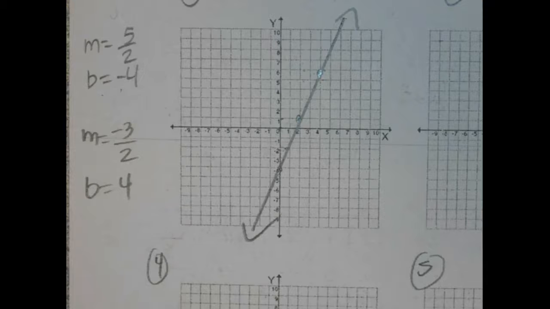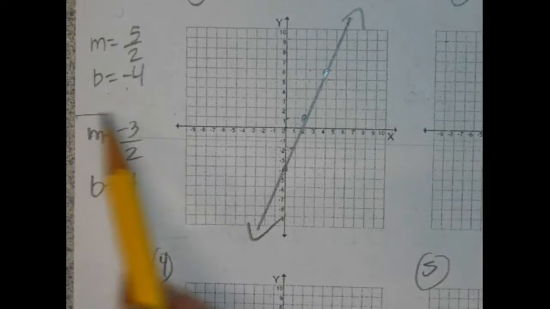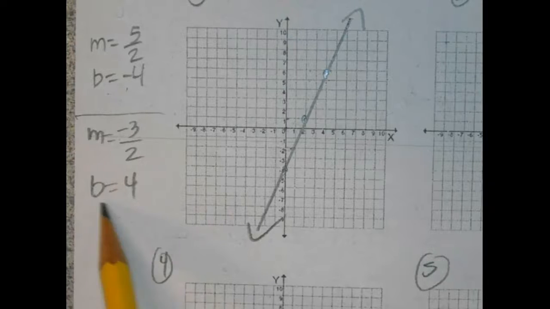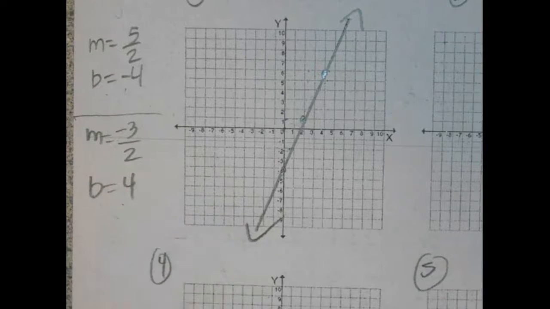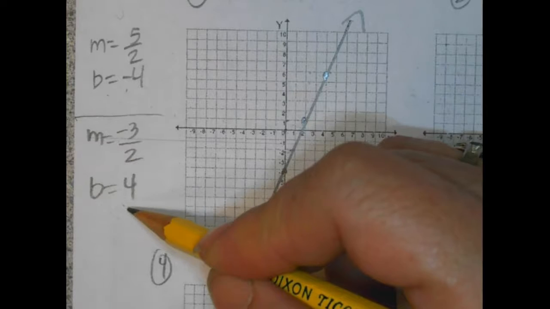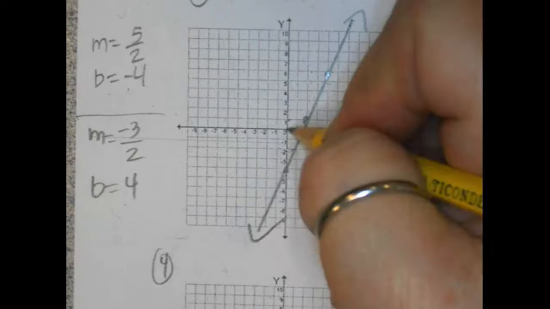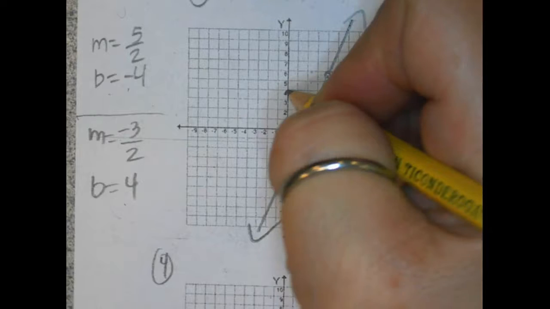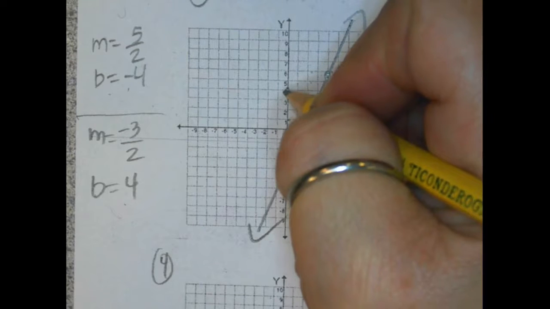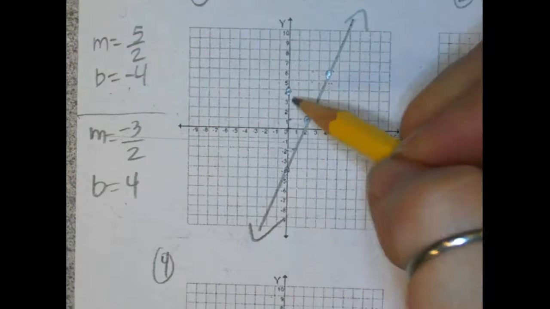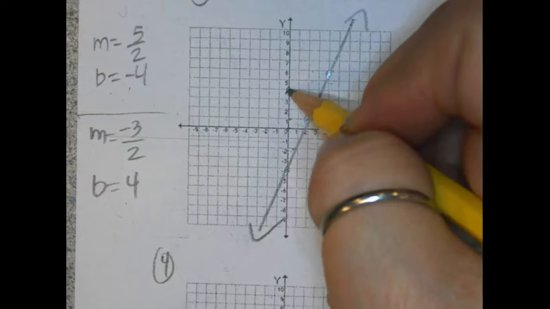Okay, so the next one, what is my starting point for my second line? What is my starting point? What is it again? Is it negative? Positive 4. So from 0, I'm going to go up to positive 4, and I'm going to put a point there. That is my starting point. Now my slope, is it positive or negative? So am I going to go up or down? Down how many?